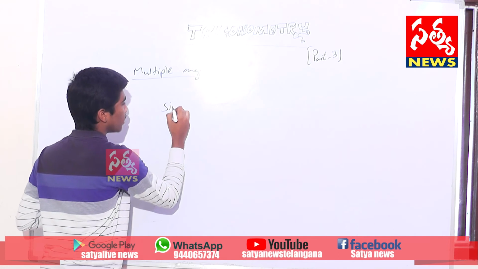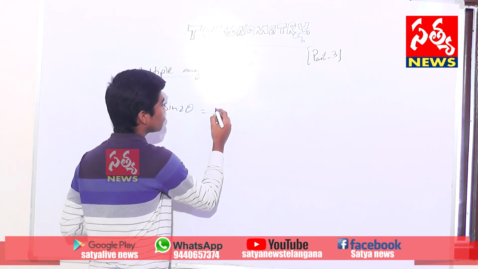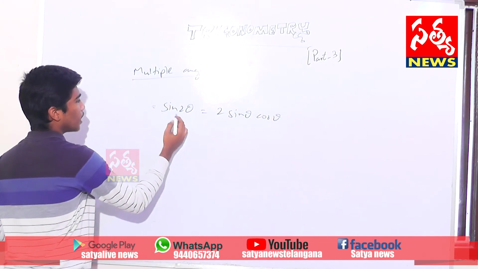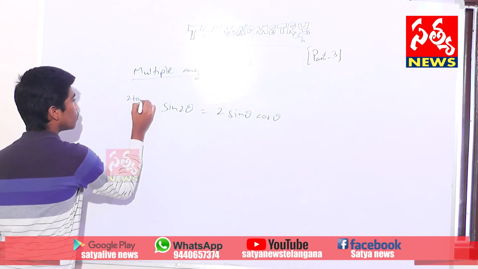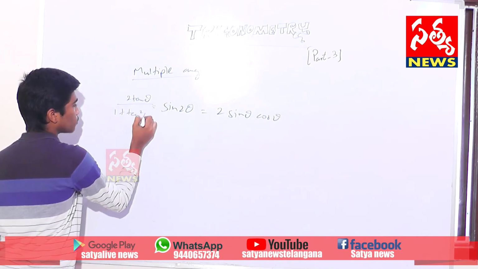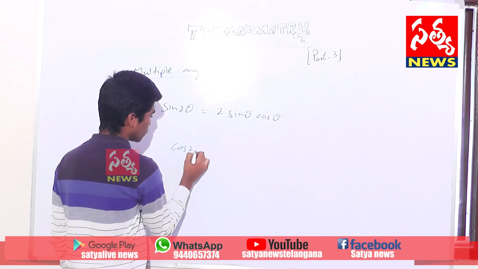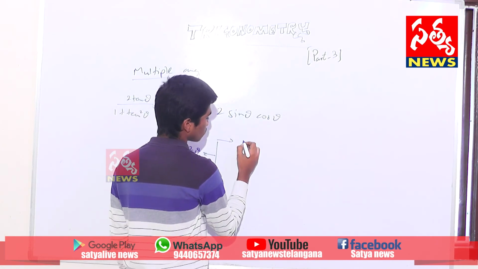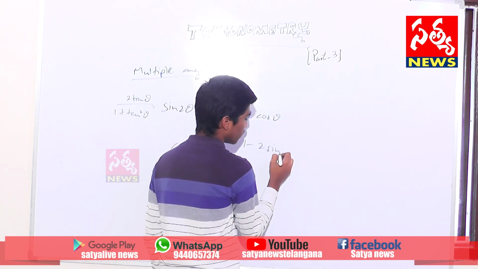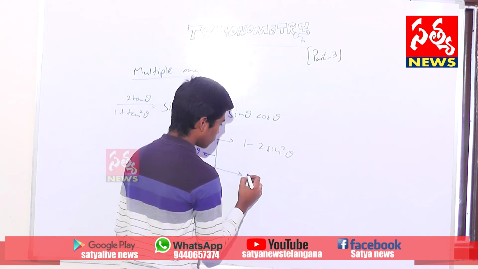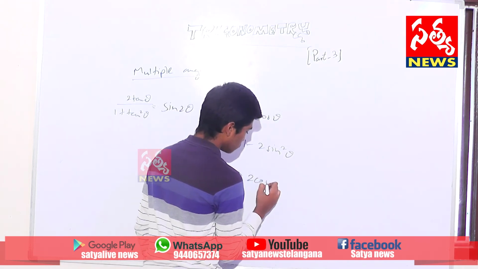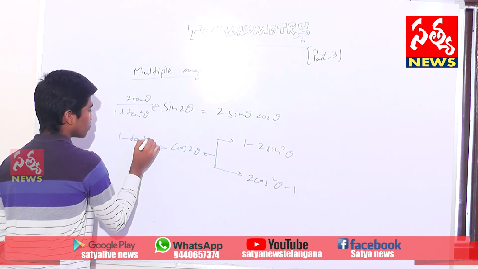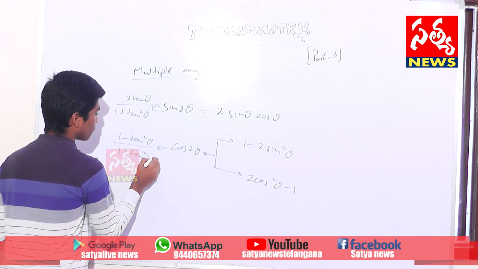Let's see multiple angles. Sine 2 theta is equal to 2 sine theta cos theta. We can write sine 2 theta in terms of tan also: 2 tan theta by 1 plus tan square theta. Next is cos 2 theta. Cos 2 theta can be written in two ways: 1 minus 2 sine square theta, and the next is 2 cos square theta minus 1. And in terms of tan it is 1 minus tan square theta by 1 plus tan square theta.